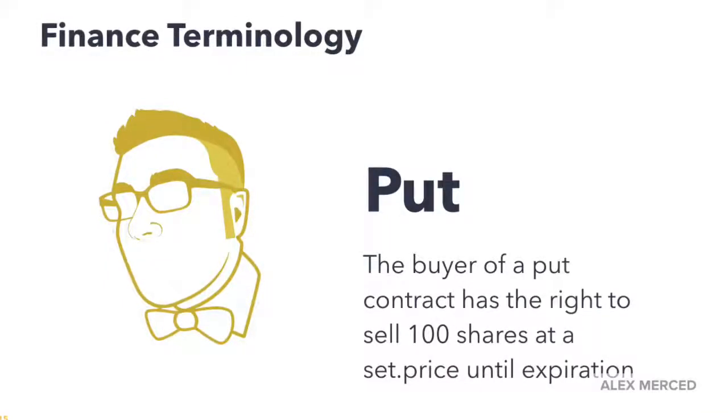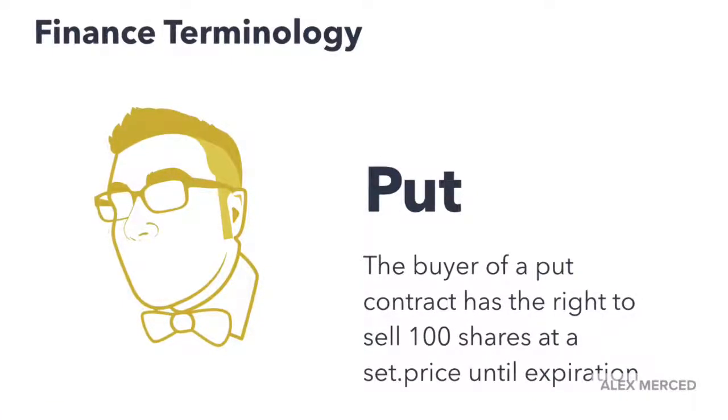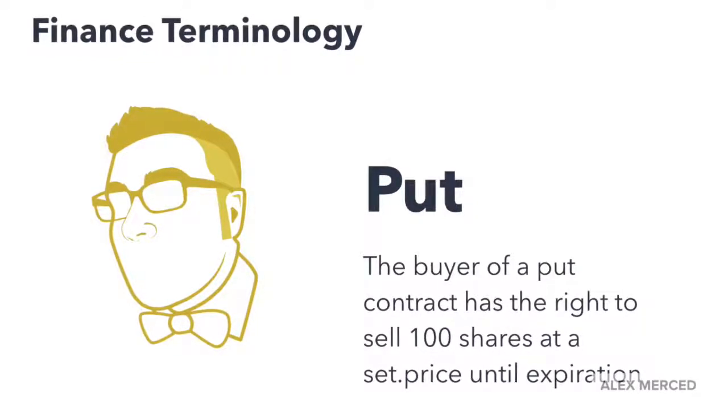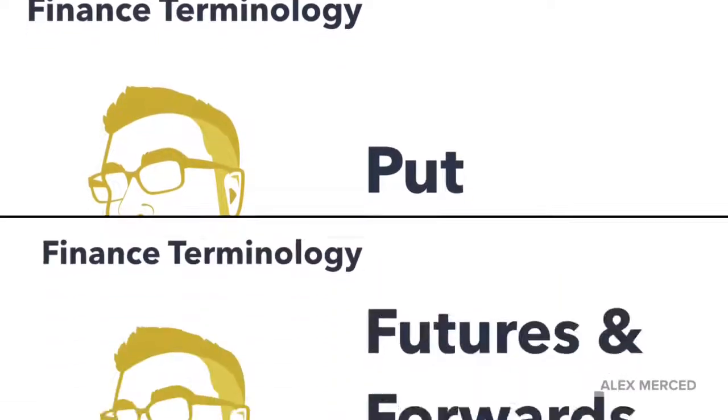A put. The buyer of a put contract has the right to sell 100 shares at a set price until expiration. So if you're the buyer of a put option, you're locking in a price to sell, which you would want if you think the price is going to go down, because then you can buy at the market and sell it at a much higher price using your put option.